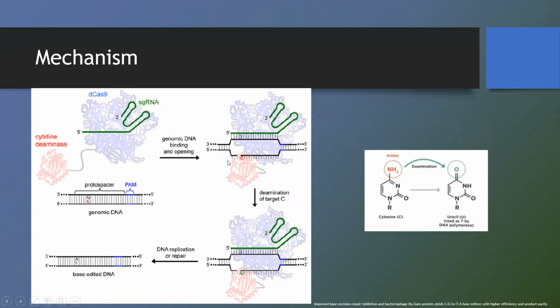deaminase, the red part over here, that turns some bases on the non-complementary strand from C base to U base, or more precisely, deaminates the amine into an oxygen atom. Because uracil doesn't exist in DNA, after DNA replication or repair, the U base turns into a T base, pairing with the A base, so you will finally get a base-edited DNA reversing the incorrect base pair.